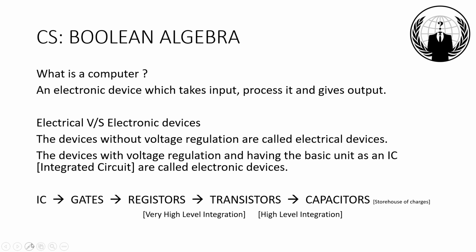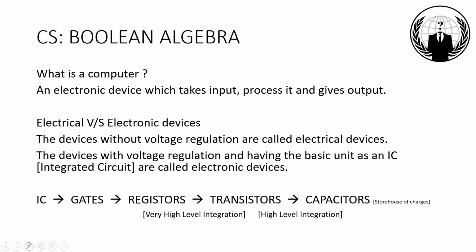Devices without voltage regulation are called electrical devices. Examples: electric fans, tube lights, light bulbs, etc. And the devices with voltage regulation and having the basic unit as an IC or integrated circuit are called electronic devices. Examples: the circuit used in air conditioners, all the digital devices, calculators, smartphones, computers, and many more.